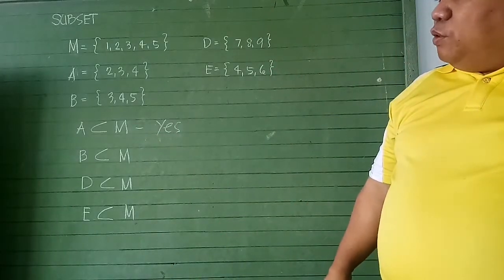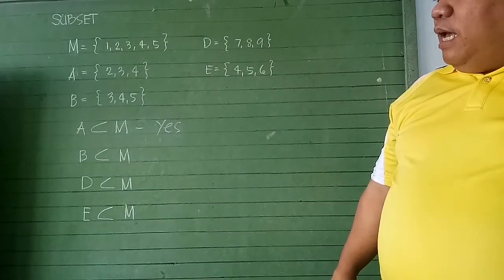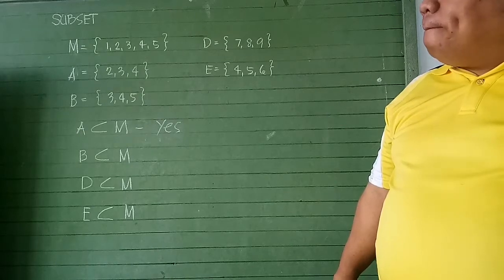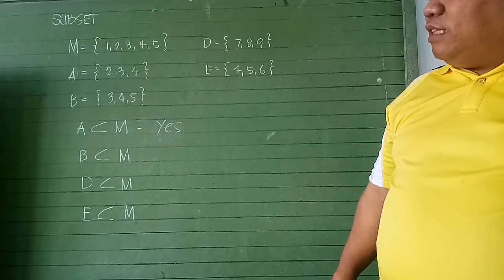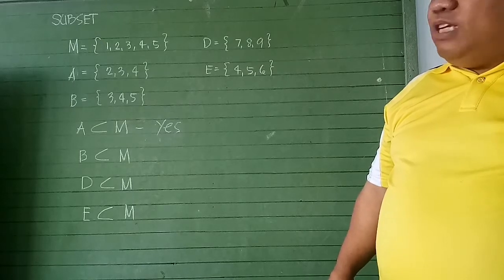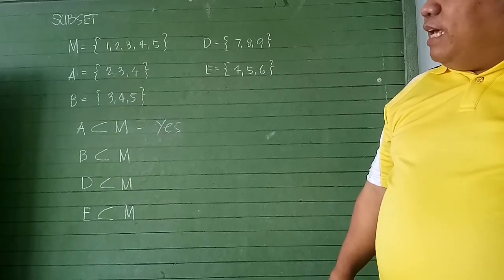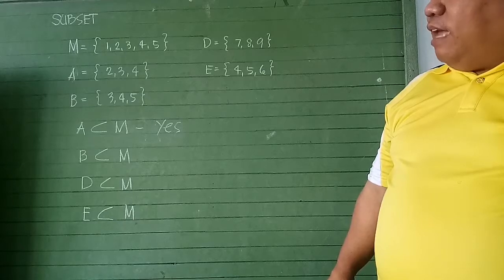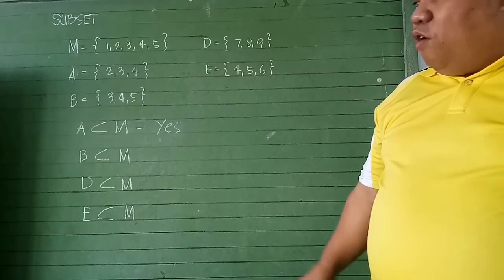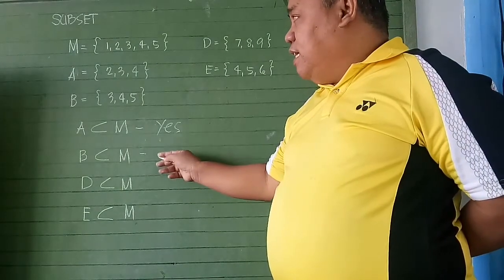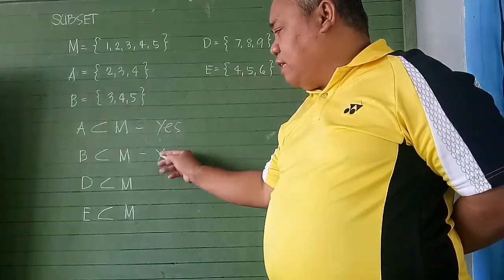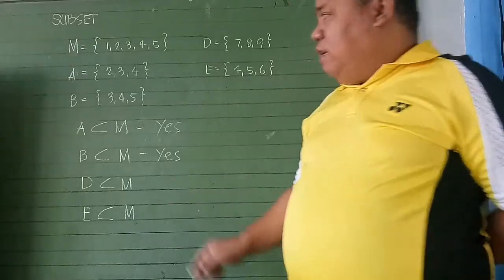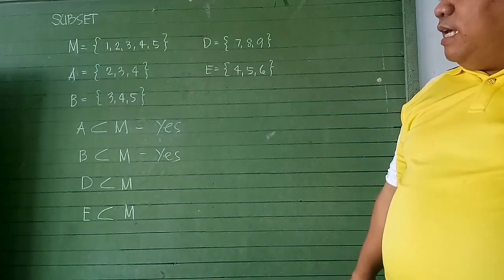What about number 2? Is B a subset of M? Let us look at the elements contained in B. These are 3, 4, and 5. Can 3, 4, and 5 be found in set M? That is yes. So therefore B is a subset of M. What about number 3?